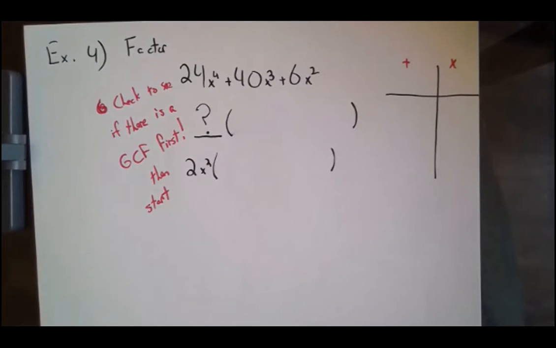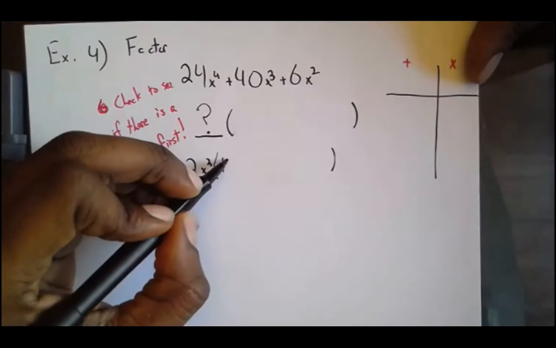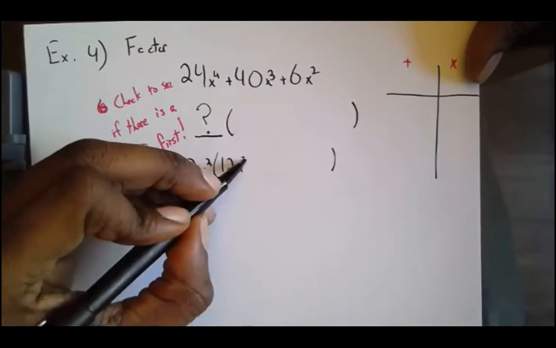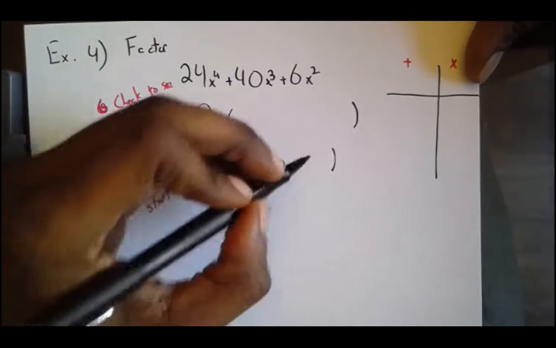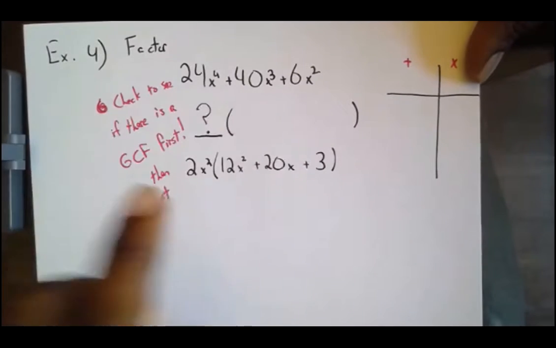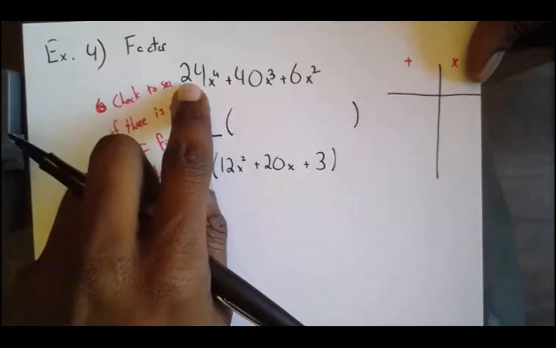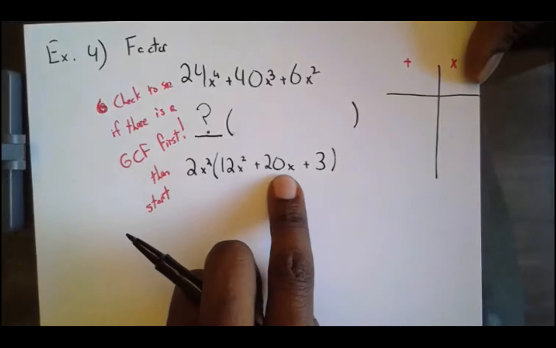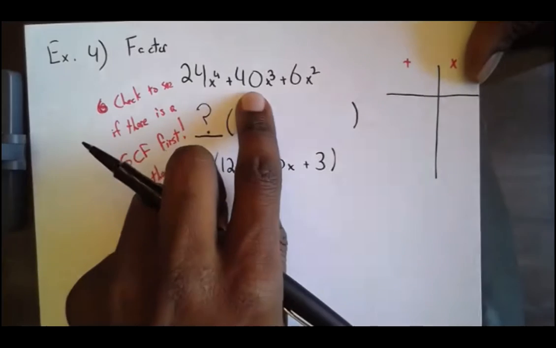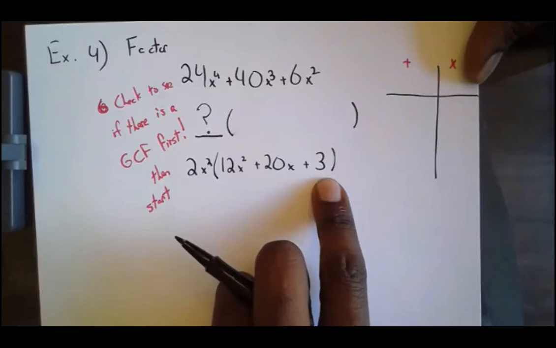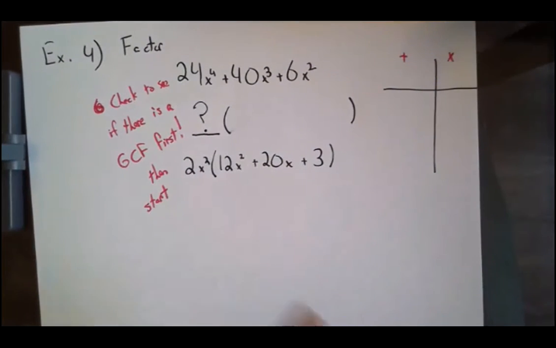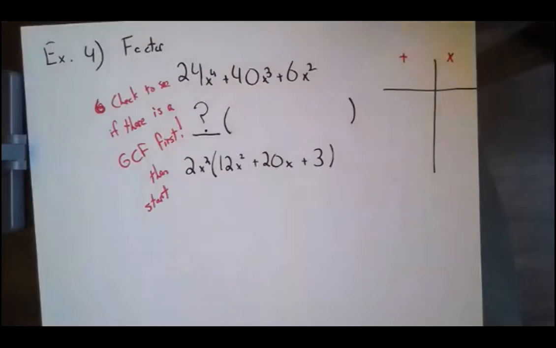Jennifer, let's see here. 12x2, 20x, and 3. Let me see. That times that. That times that. And that times that. Okay. All right. Do your 4 steps.